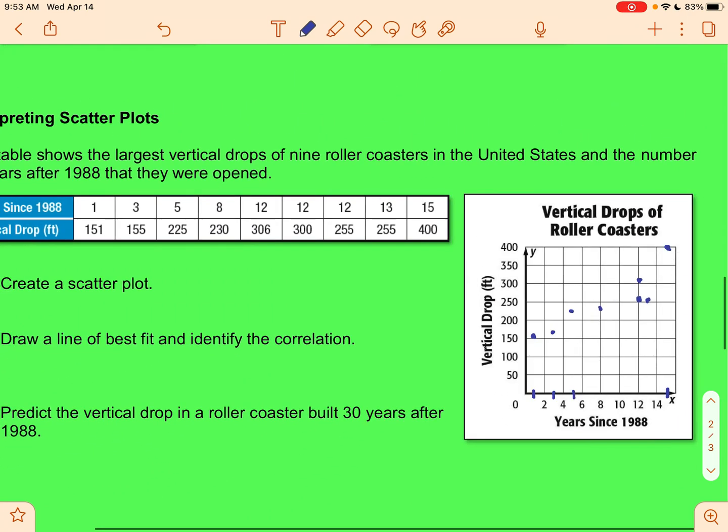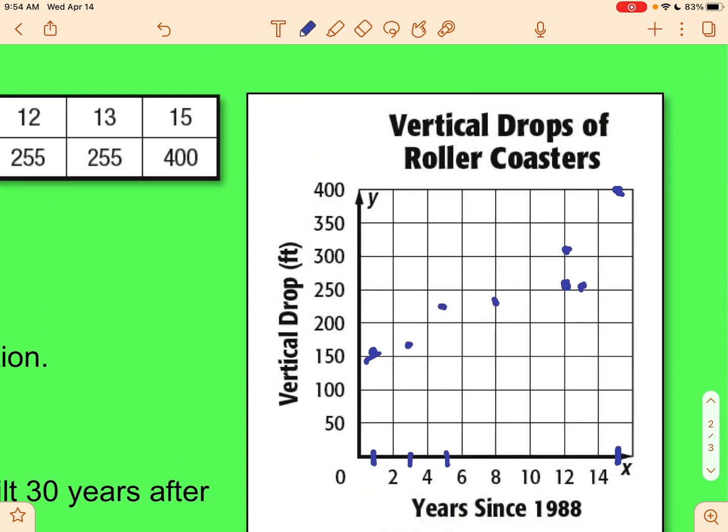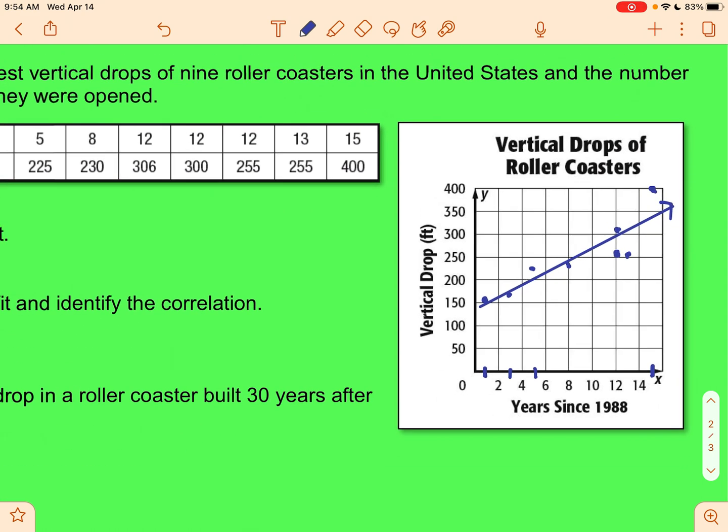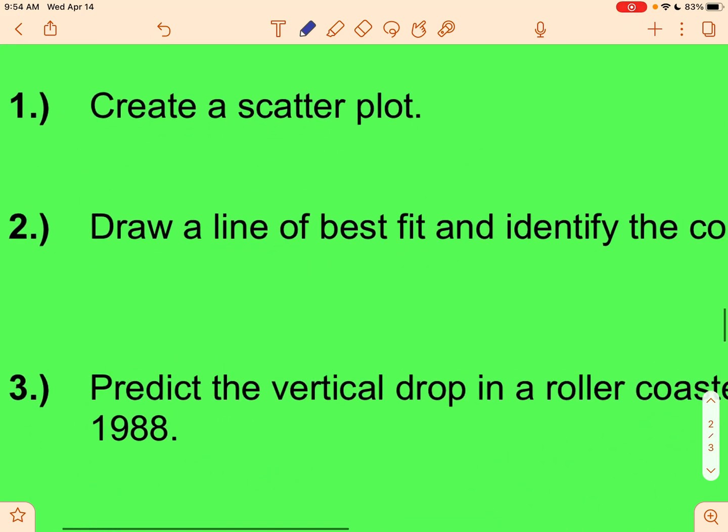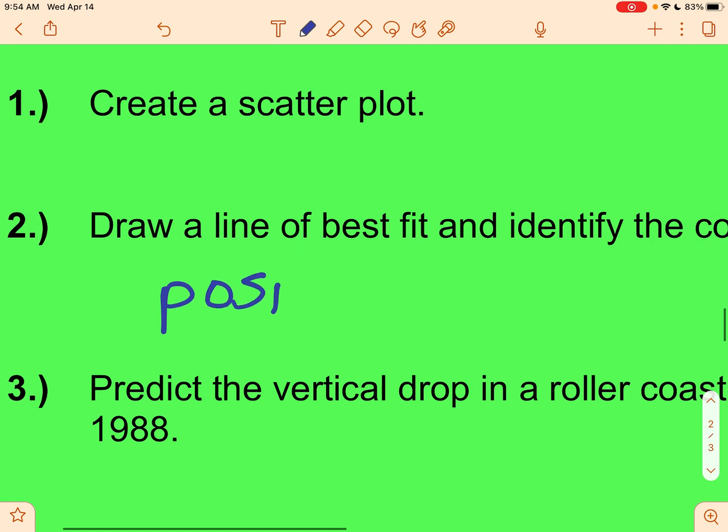Alright, so taking a look at that data, we need to draw a line of best fit. So do your best at drawing in that line. It's not going to be perfect, we know that. And then we need to identify the type of correlation. Is this positive, negative, or no correlation? Yeah, our numbers are getting bigger. This is positive correlation.